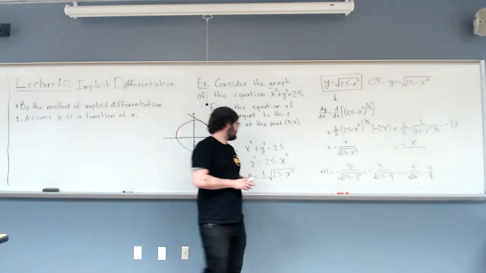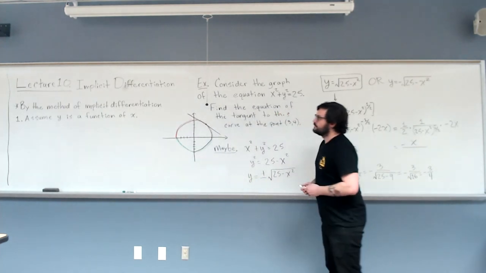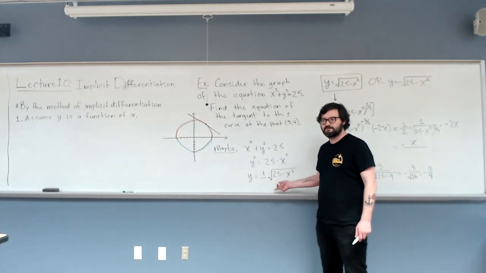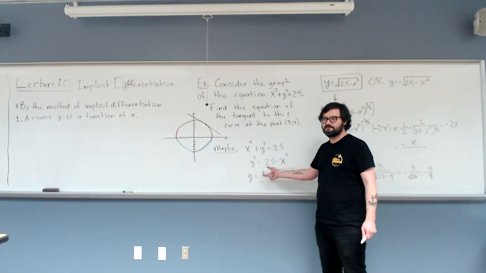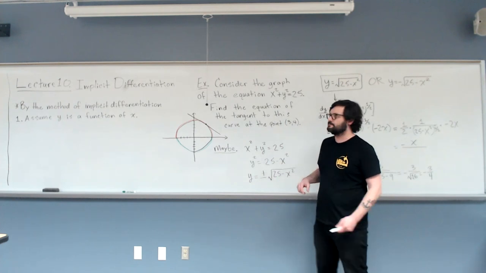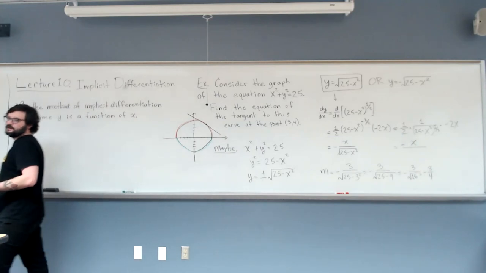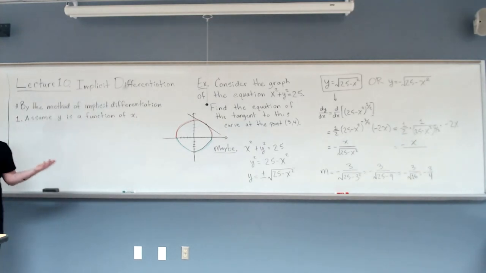Right, so here we explicitly found the solution for it. This is an explicit equation. It's there in front of you. Here we're assuming that y is a function of x, and we don't know what it looks like.